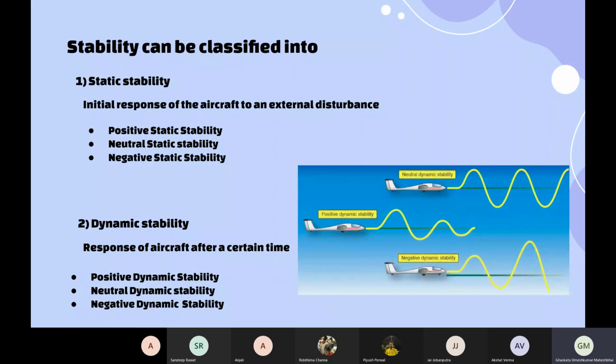This is a plot of dynamic stability. As you can see, if the amplitude remains the same, it is neutral. If the amplitude decreases, then it is positive. If the amplitude increases, then it is negative dynamic stability.